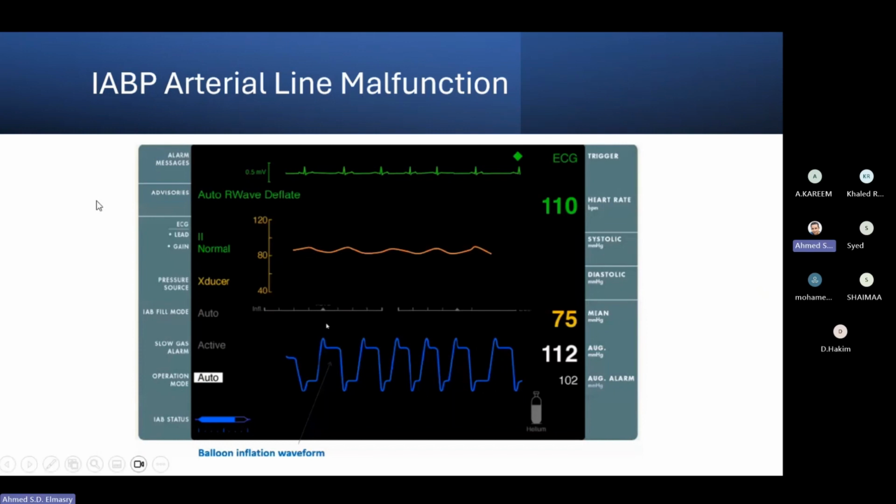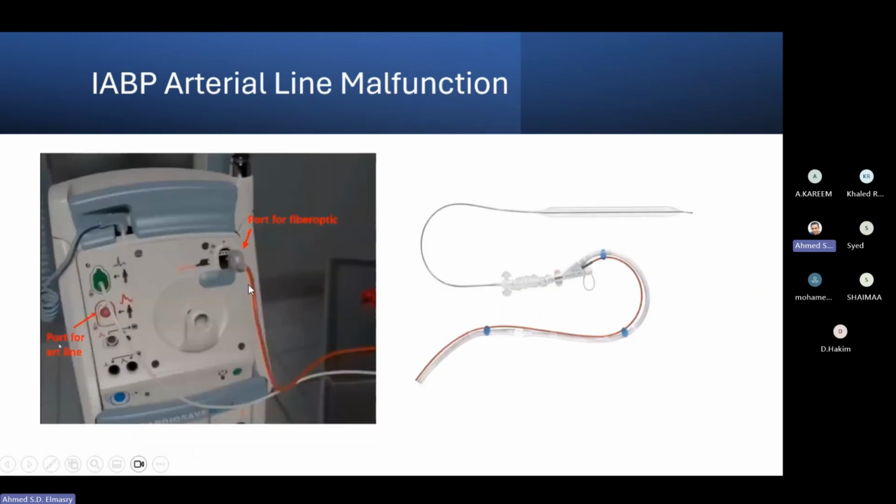Going to the next troubleshooting, which is the intra-aortic balloon arterial line malfunctioning. Simply, the fiber optic of the intra-aortic balloon might be damaged, and you will not be able to get the pressure waveform. In this situation, if your fiber optic is not working, you have to connect the arterial board here to a transducer, and you will connect the cable to the back of the console here, and then you will get the arterial waveform.